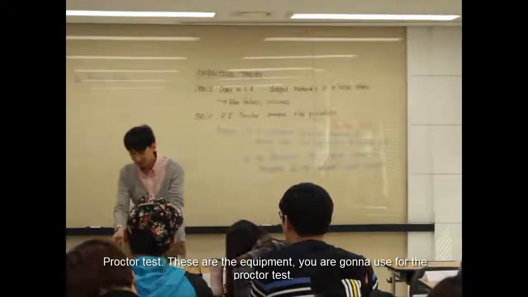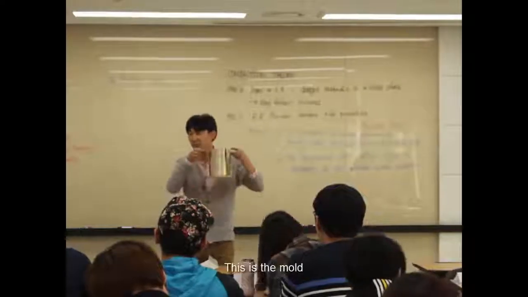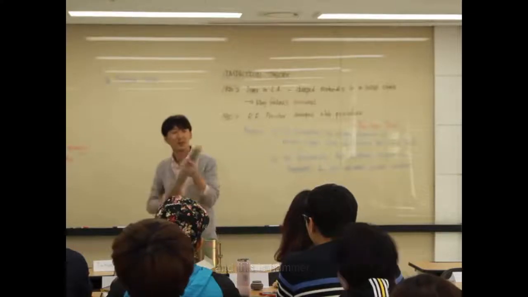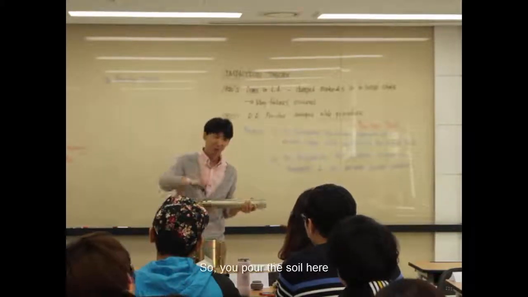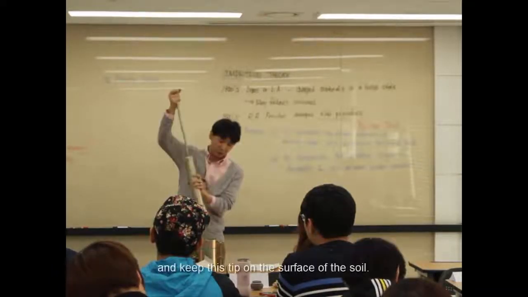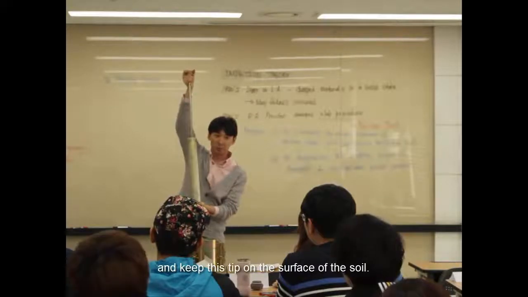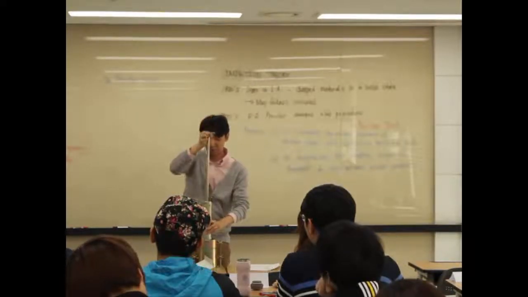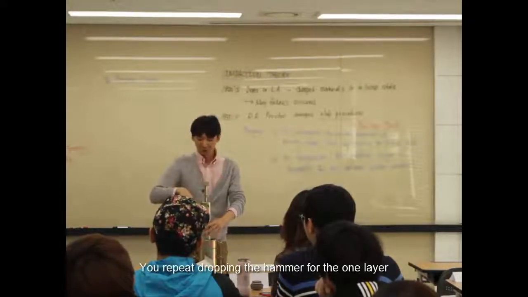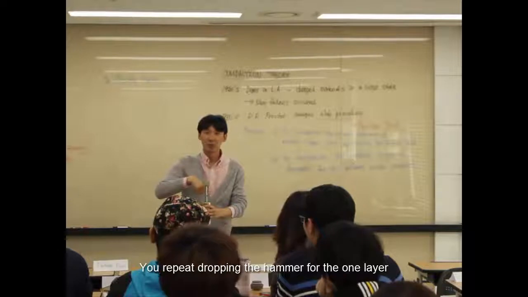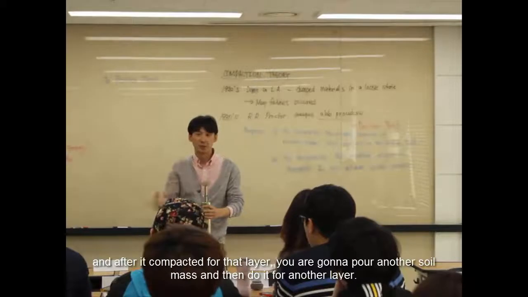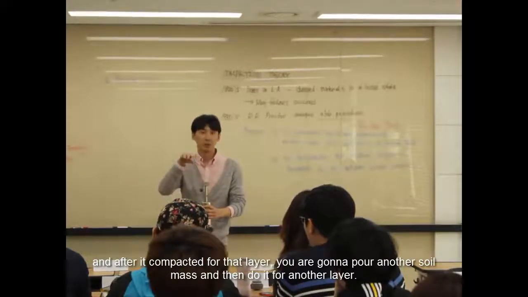These are the equipment that you're going to use for the proctor test. This is the mold, and this is the hammer. You pour the soil here, put the tip of the hammer on the surface of the soil, and you drop it. You repeat this dropping of the hammer for one layer, and once it's completed for that layer, you put another soil mass and then do it for another layer.